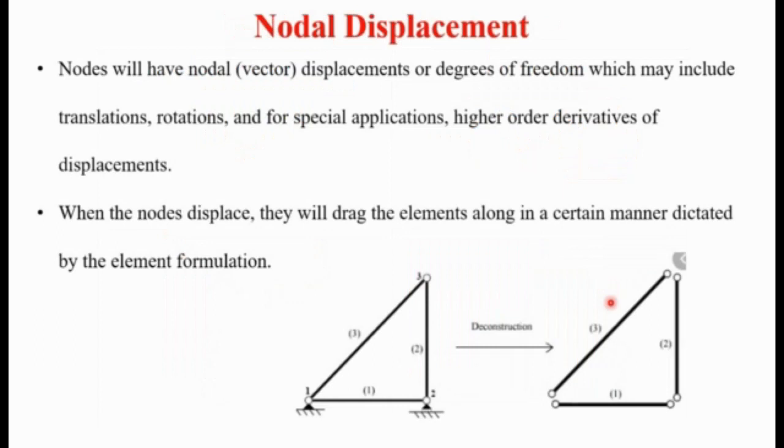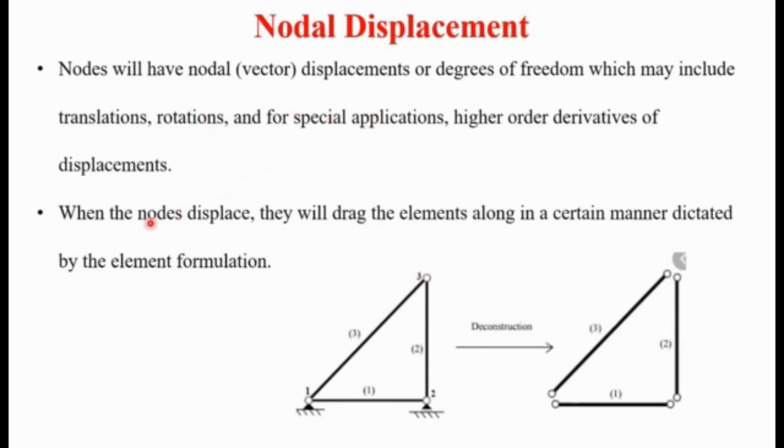Now, after discussing meshing, nodal displacement. There are some displacements at these nodes. Nodes will have nodal vector displacements or degrees of freedom, which may include translation, rotation, and, in other special applications, higher order derivatives of these displacements as well. Here these nodes will translate, or sometimes they may rotate as well. The displacements of these nodes should be noted. That is called the nodal displacement vector.